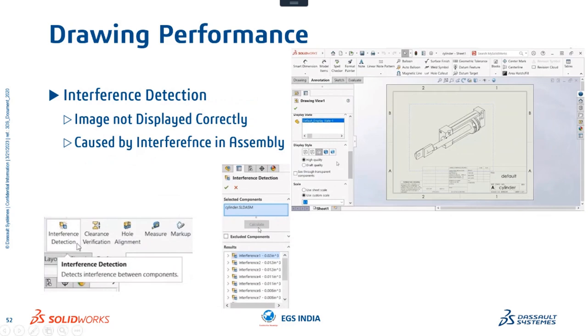And then the interference detection. If you see in the image that some of the lines are not shown properly, it contains some interference at the assembly level. So first of all we need to open that particular assembly file, and using the interference detection option we need to find the interfering sections, and we need to solve them. And finally we switch back to the assembly drawing files, and it will show properly. With these options you can overcome your drawing issues.